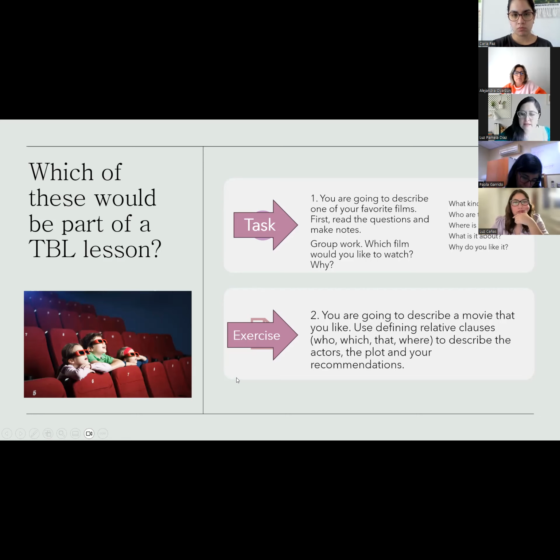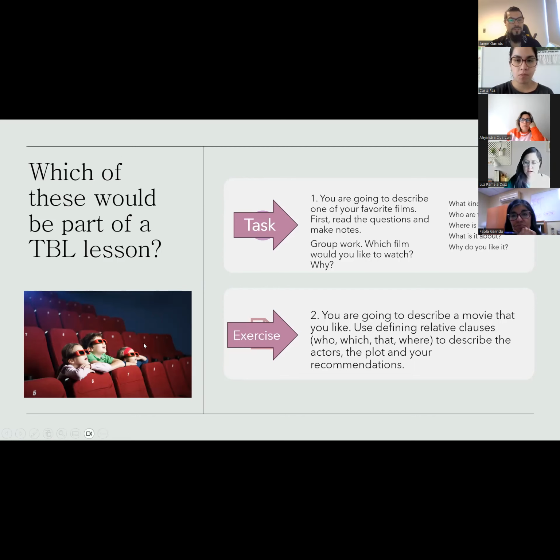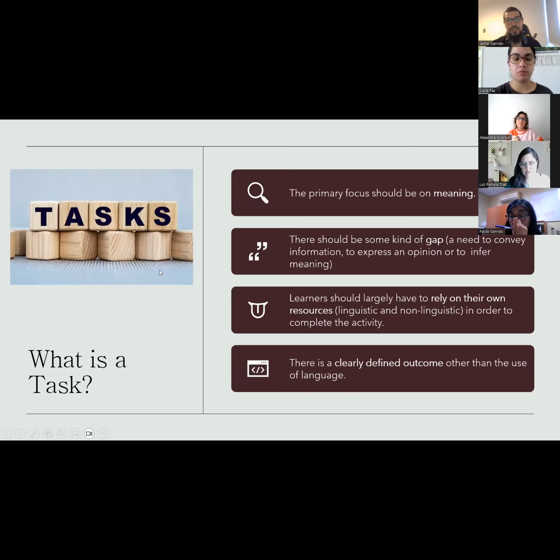Right. Excellent. So it's like going to the gym. What do you go to the gym for? To do some exercises. So when we ask our students to complete worksheets, we're sending them to the gym to do the same thing over and over. Whereas the task, we're going to see the definitions later, involves producing something. So what's a task? The primary focus should be on meaning once again. So go back to the previous slide.